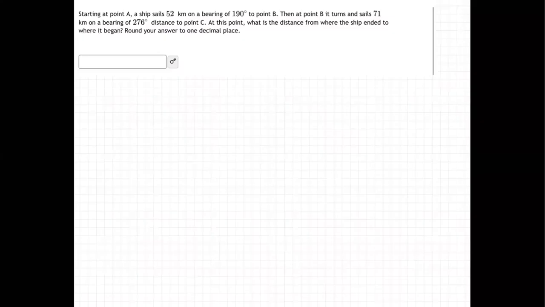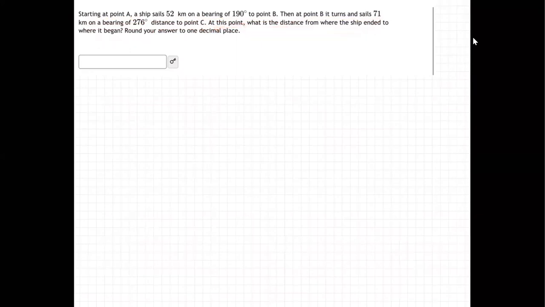Okay, so on this question, starting at point A, a ship sails 52 kilometers in a bearing of 190 to point B. Then at point B, it turns, sails 71 kilometers in a bearing of 276 to point C. At this point, what is the distance the ship has gone?